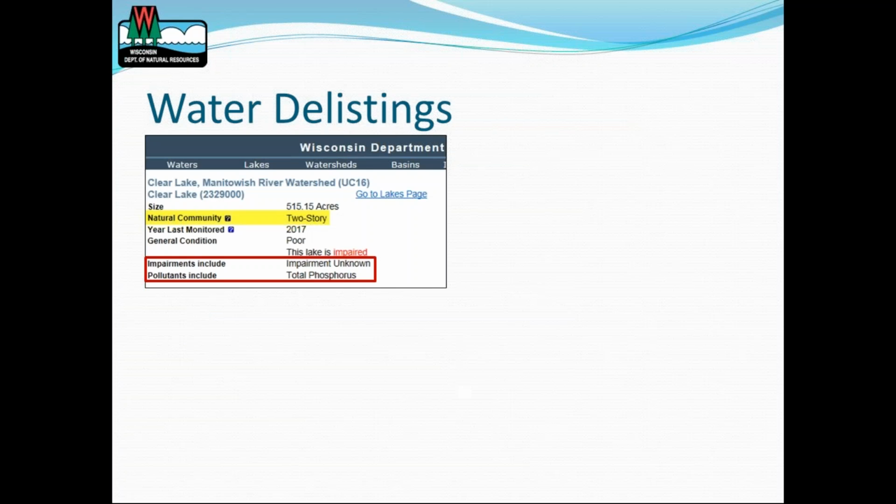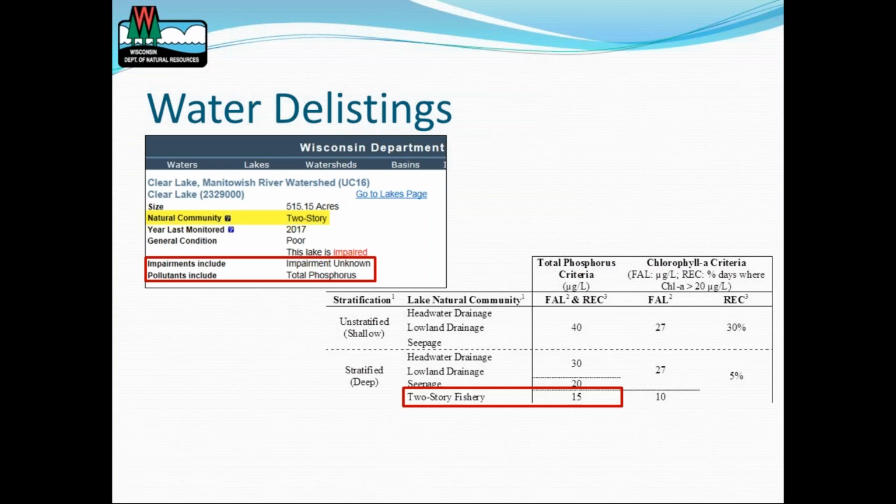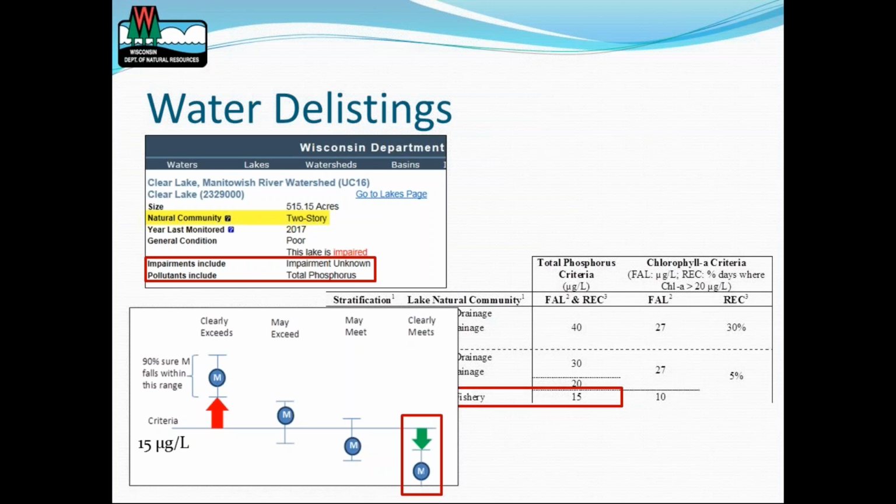So one thing about the web page that I pointed out is natural community is two-story fishery lake for Clear Lake. We saw that it was listed for total phosphorus, impairment unknown. For that particular water body in WisCALM, we have a table that shows for total phosphorus, that water body needs to meet 15 micrograms per liter for that lake. And it has to be clearly below the threshold. So this is an example of how we assess against the criteria.